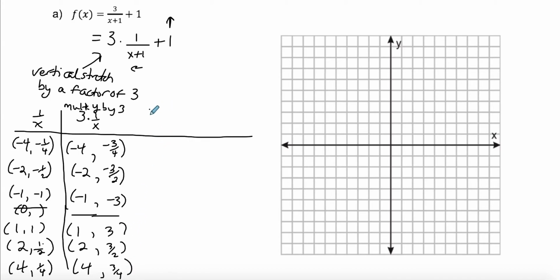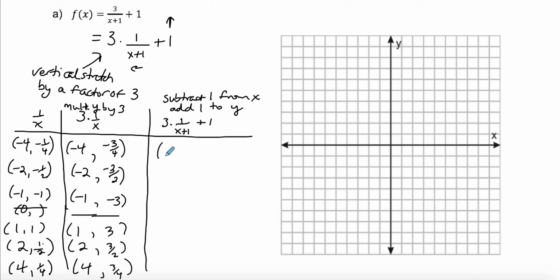And then the same thing is going to occur. I'm going to subtract 1 from x, and I'm going to add 1 to y. I usually just do these very slowly. I subtract 1 from each x, and then I'm going to add 1 to each y. So negative 3/4 plus 1, we end up at 1/4. Negative, that's like negative 1.5, and if we add 1, then we're only at negative 1/2.